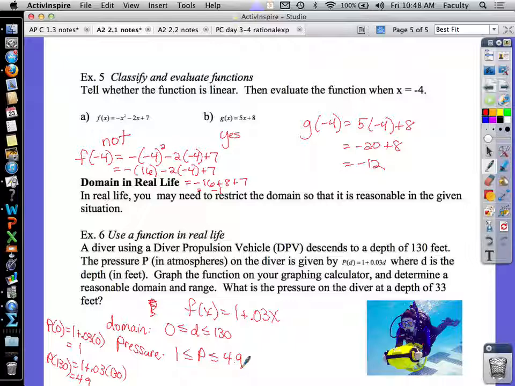So the domain had a limit, and you can't have negative depth, right? We are going down, but they're talking about surface being 0 going down to 130. Okay? All right. Everybody got it?